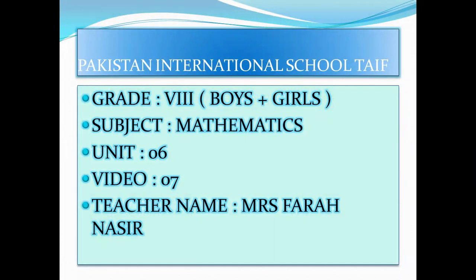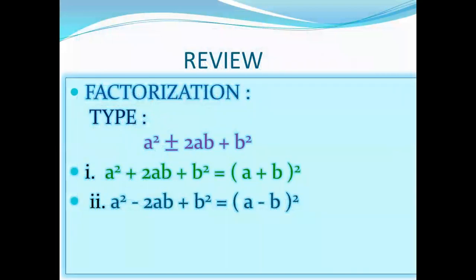Today our topic is factorization type 3 and exercise 6.4. As we learned in the previous exercises, there are two types of factorization. The first was ka plus kb plus kc. When two or three terms are given, we take a common factor and make two factors. And then in type 2, we have four terms and we make the pairs. Then we take common twice and convert it into the product of two factors.